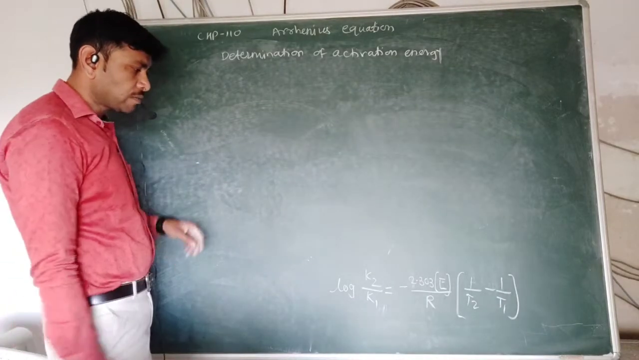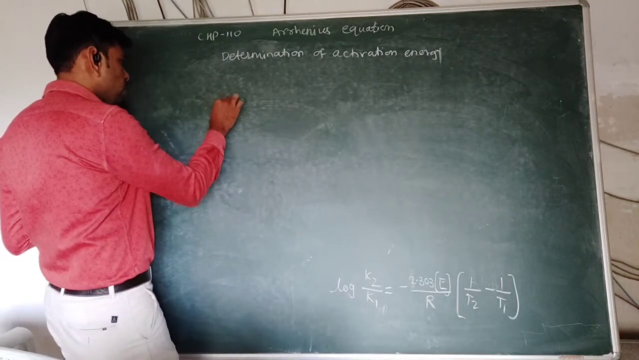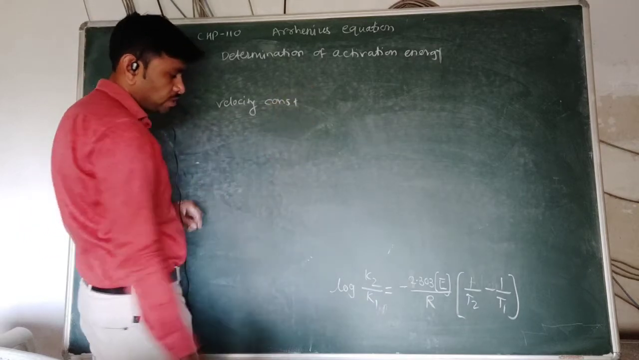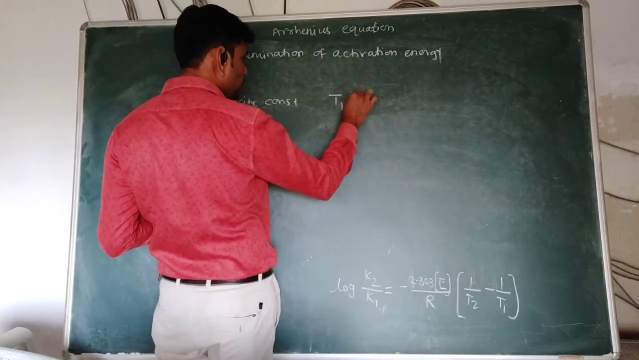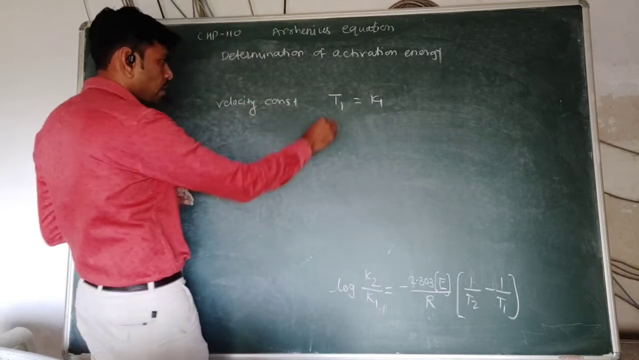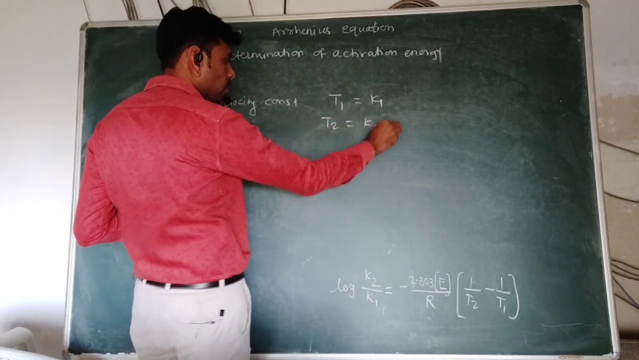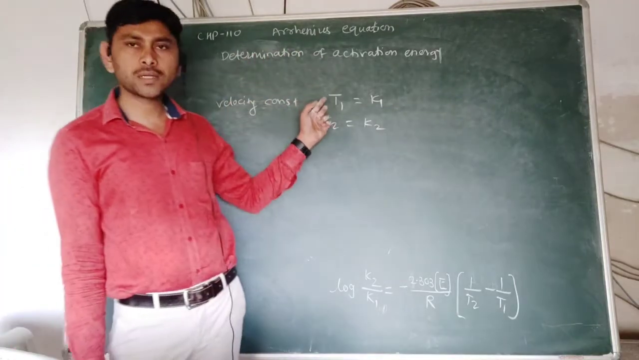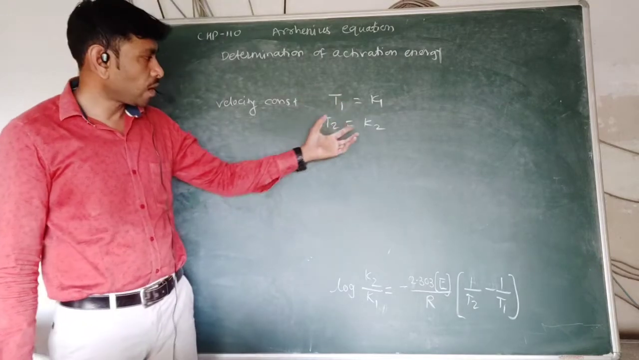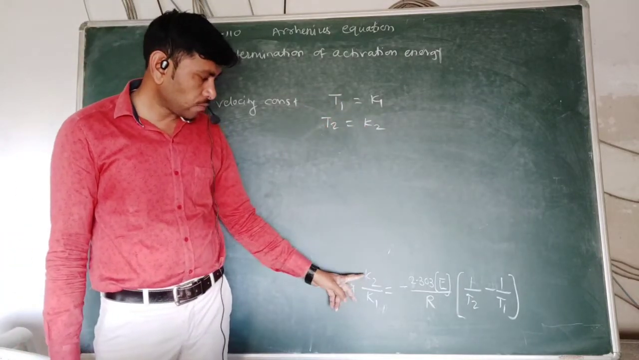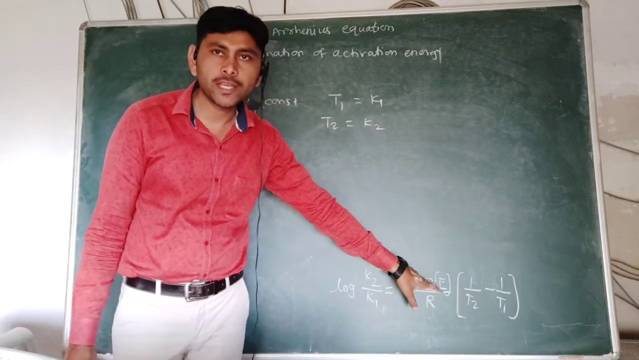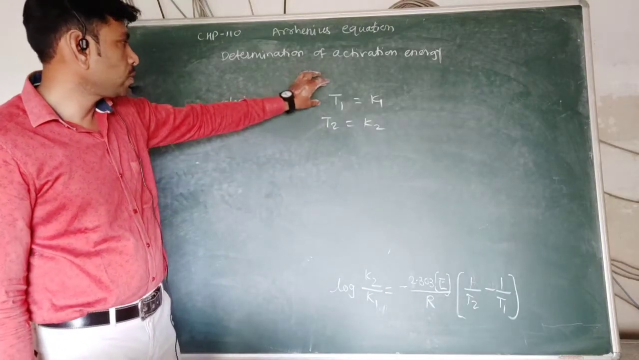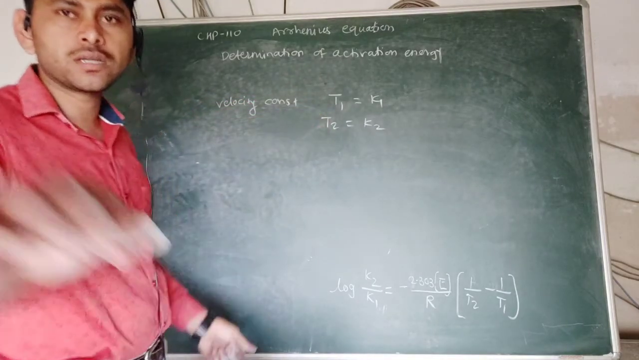Activation energy can be determined by one method, when the velocity constant at two temperatures is determined. Suppose at temperature T1 it is k1, and for the second temperature the velocity constant determined is k2. When these two values, the rate constants at the two temperatures T1 and T2, are known, then we come to know the value of E. The energy of activation can be calculated from these two velocity constants.